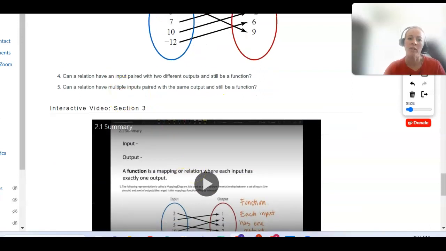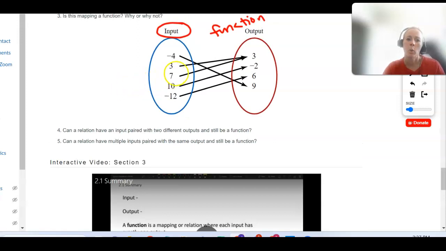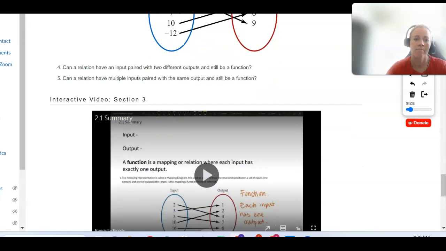Can a relation have multiple inputs paired with the same output and still be a function? Well, this last one is an example of that. Notice 3 and 7 both go to 3, but because each input is paired with just one output, none of the inputs go to multiple outputs, and so we're okay. So outputs can repeat, inputs cannot.